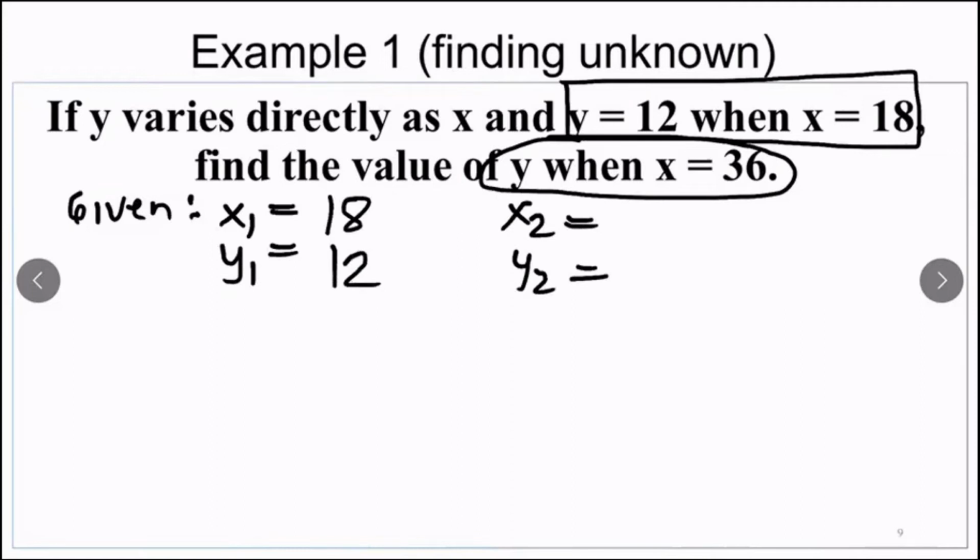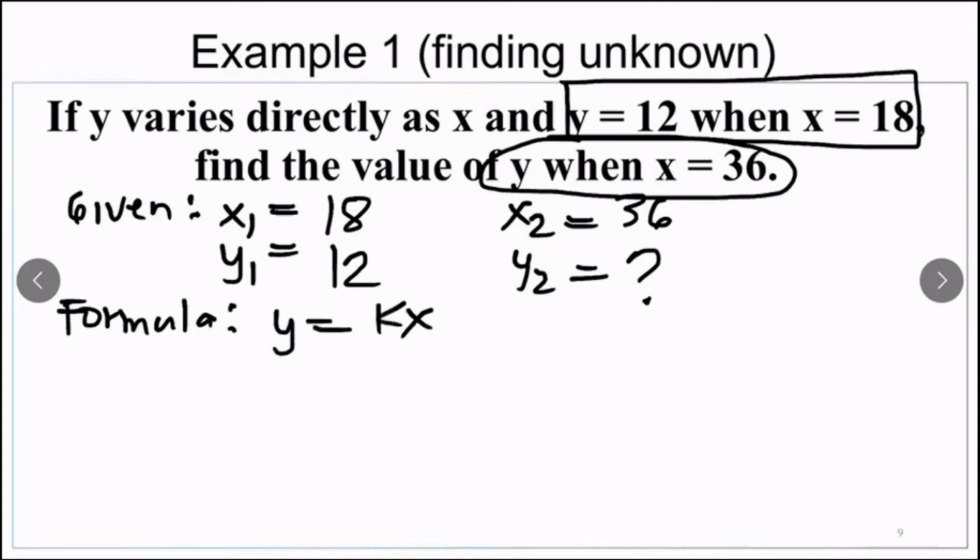Followed by, in the next statement, find the value of y. So since y sub 1 is given, therefore y sub 2 will be the unknown when x is equivalent to 36. So therefore, this is our given. Now, let us write the formula. For the formula, we have y is equivalent to kx, since we're talking about direct variation.